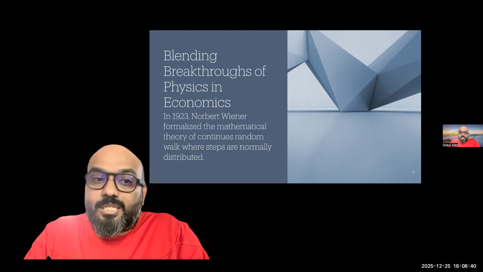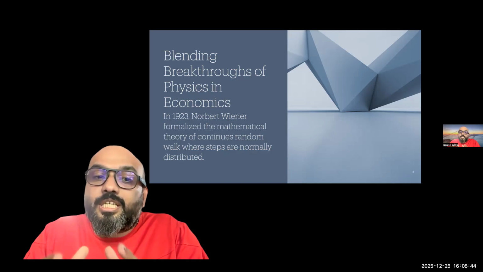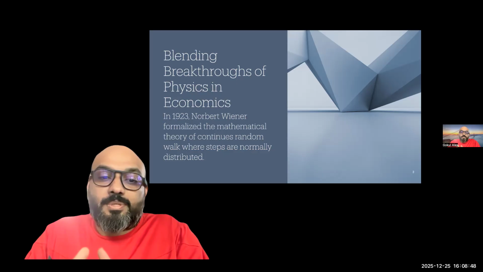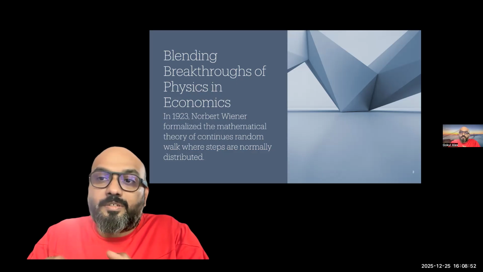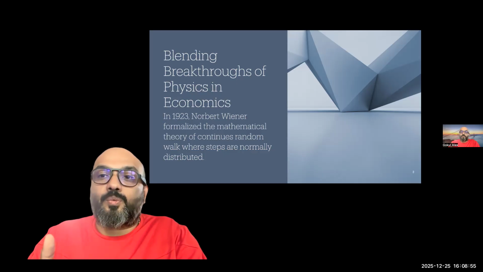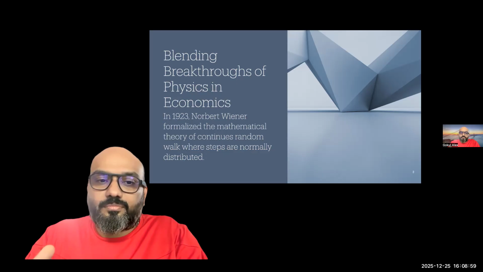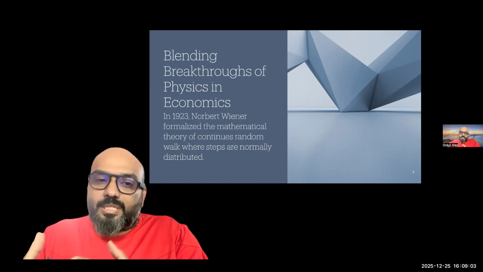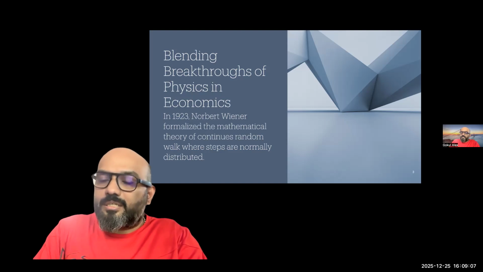And in 1923, one of the pioneering physicists and mathematicians, known as the pioneer of cybernetics, Norbert Wiener, formalized the mathematical theory of continuous random walk, where steps are normally distributed. This is an interesting integration into the Brownian motion architecture, where the concept of Wiener processes and random walk are integrated together.